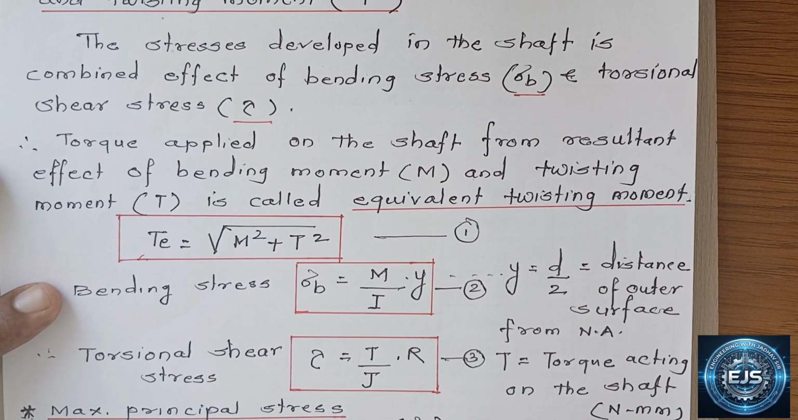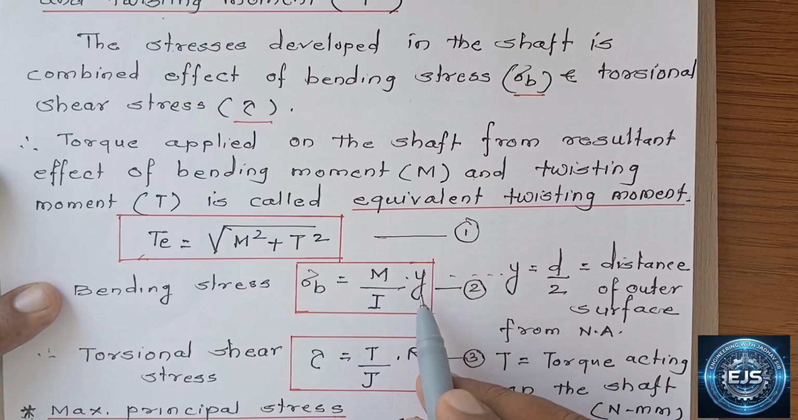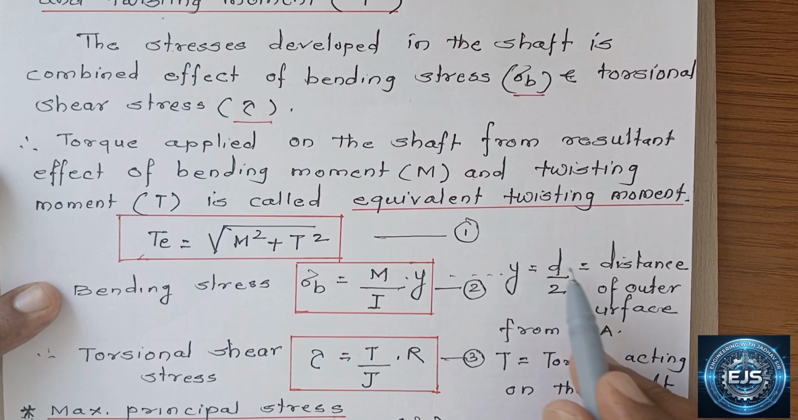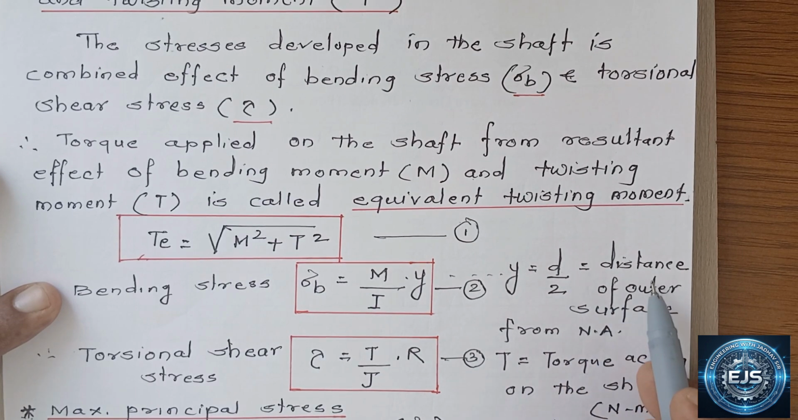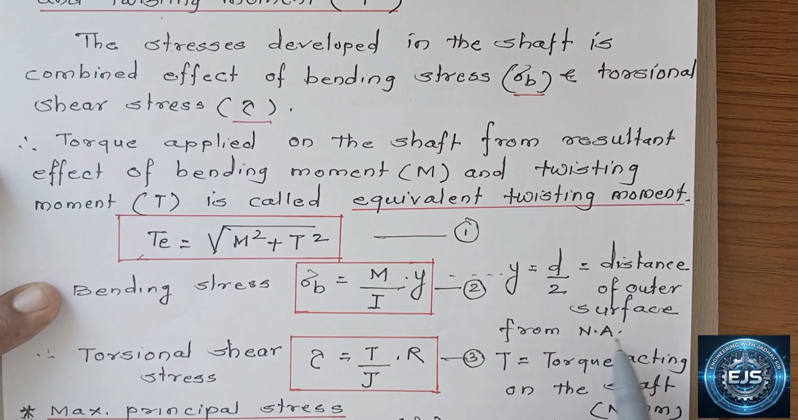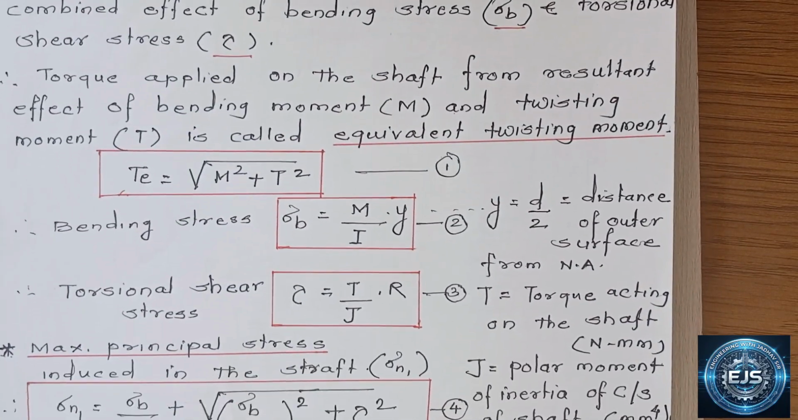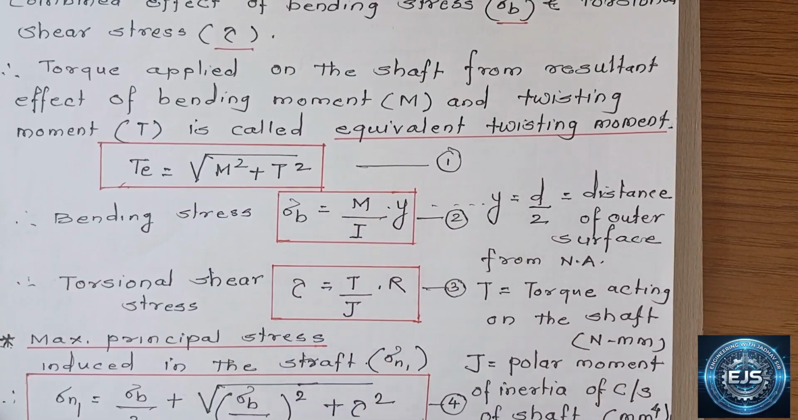सर्कुलर क्रॉस सेक्शन का Ixx और Iyy इक्वल होता है and that is equal to pi by 64 d raised to 4, where d is the diameter of the shaft, multiplied by y, which is nothing but distance of the outer surface of the shaft from the neutral axis. So y is d by 2, which is nothing but the radius. So distance of the outer surface of the shaft from the neutral axis is nothing but d by 2. So bending stress magnitude is calculated by this formula M upon I into Y.